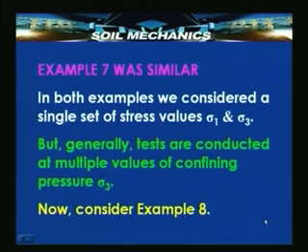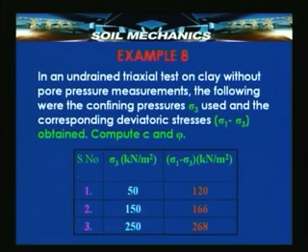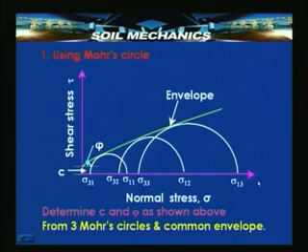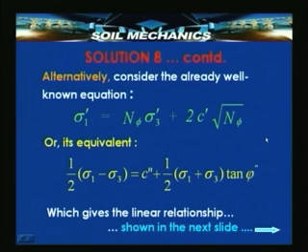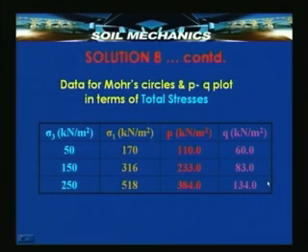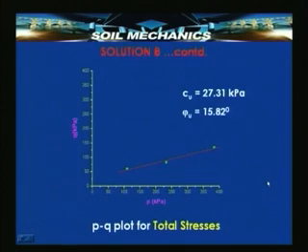There was another example which was very similar to this, and another example 8 in which we had sigma 3 and the deviatoric stress sigma 1 minus sigma 3, and we computed C and phi either using the Mohr circle plot or both by using the Mohr circle plot and by using the PQ plot. Here is the Mohr circle plot, and from the Mohr circle plot and using the analytical relationship and also by using the PQ plot, we got the values of cohesion and friction.